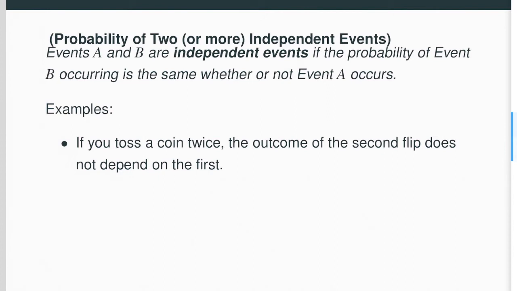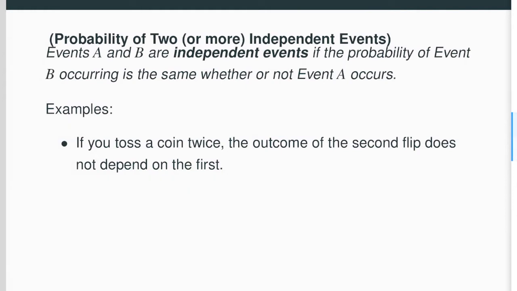So today we're going to look at the probability when we have two or more events going on. So first, if we happen to have independent events, which means the probability of one of them occurring does not affect the probability of another one. An example we've seen is tossing a coin. If you toss a coin twice, then the second flip does not depend on the first.